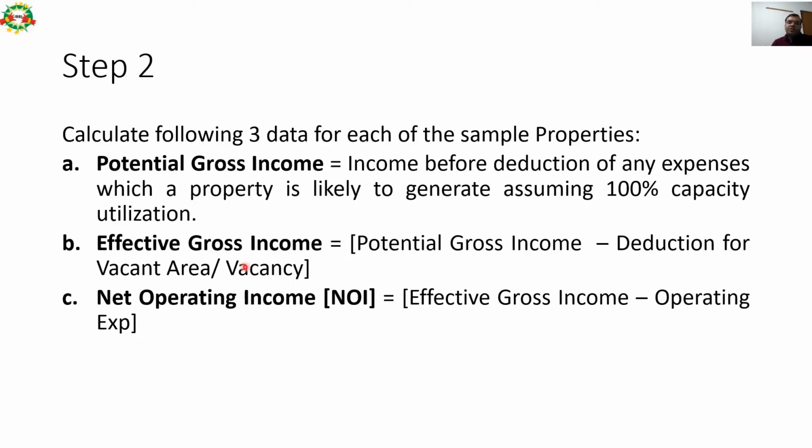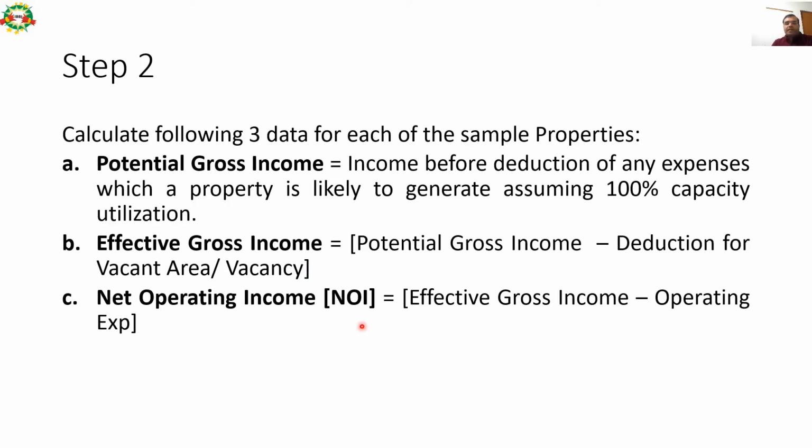Then effective gross income. Once we calculate potential gross income, we deduct for vacant area or vacancy. It is quite possible that for some part of the year the property may remain vacant and we may not generate some income out of it. Practically it is not possible that we will get 100% occupancy throughout the year. So it may be 90%, 80% or 95%. In certain cases it may be 100% also. Whatever income we have actually generated in past years from the data is the effective gross income, and it is equal to potential gross income as calculated here minus deduction for vacancy. So based on actual capacity utilization of the property, we calculate this figure.